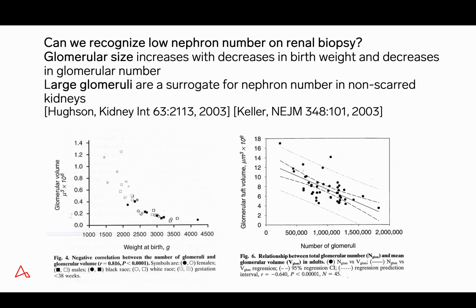Now, in addition, we can see some changes in patients with low nephron number. One of those that's most obvious is large nephrons, which means both large glomeruli as well as enlargement of the tubular portion. If you look at these tables, several studies have shown that with decreasing weight, the glomerular volume increases, and with decreasing glomerular number, the glomerular volume increases. So large glomeruli can be a surrogate marker for low nephron number when detected in non-scarred kidneys. And I'll show you an example of that.